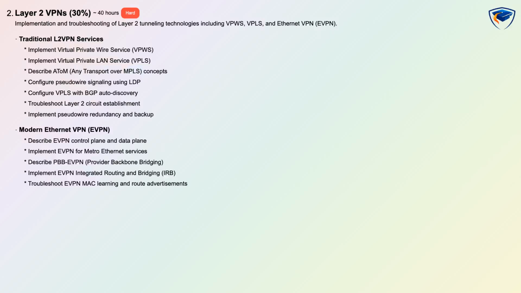Modern Ethernet VPN EVPN topics include the control and data plane behavior, applying EVPN to Metro Ethernet services, PBB EVPN concepts and integrated routing and bridging with EVPN plus MAC learning and route advertisement troubleshooting.